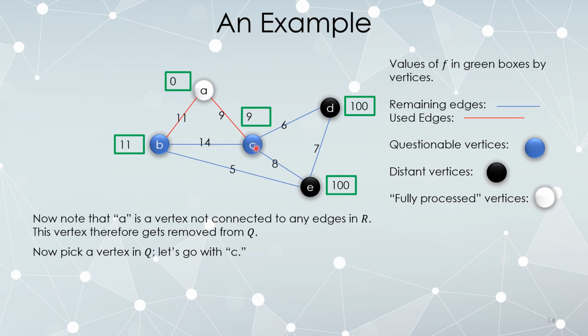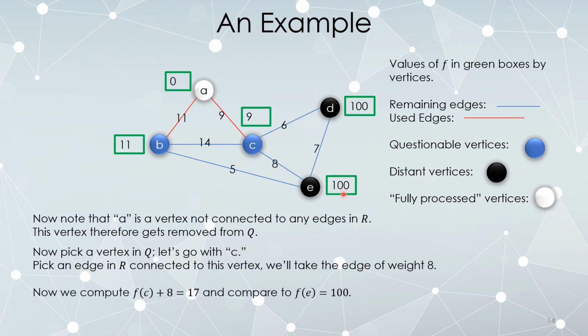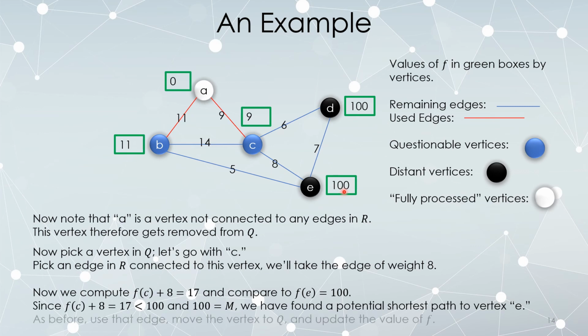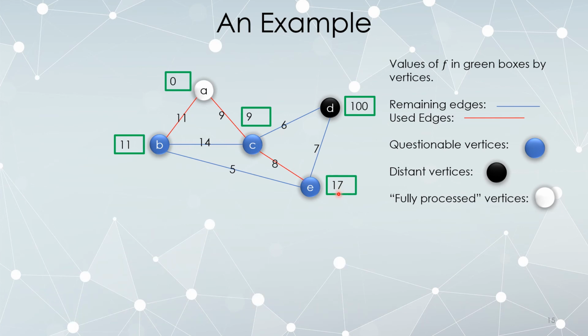Now pick a questionable vertex. Let's pick C. Pick an edge connecting it to something. Let's take this one of length 8. This now gives me total length to get to C, 9, plus edge weight, 8. That gets me to vertex E for a total of 17. That's definitely better than our initial overestimate of 100. So that becomes our new estimate for the distance to get to E, and this is now questionable, and this edge is used. There we have it. Okay, so now I know I can get from C to E with 8, and I can get from A to C with 9. So if I were to take this path, I could get to E with a total of 17. And here's where we are so far.